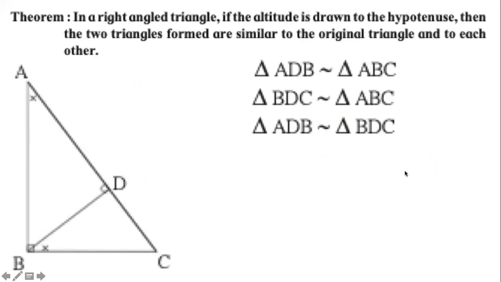We have a triangle ABC, which is a right angle triangle with angle B equal to 90 degrees. And we have drawn an altitude. Altitude means height. BD. Height is from a point to a line, and it can be a height only when it is perpendicular. So BD is perpendicular to AC, the hypotenuse.